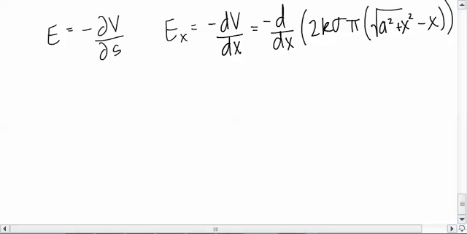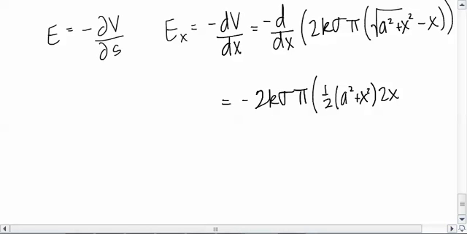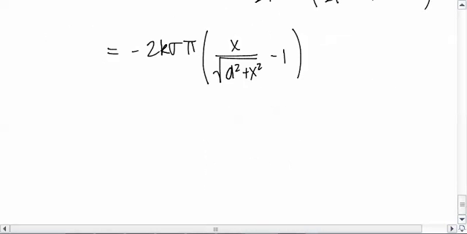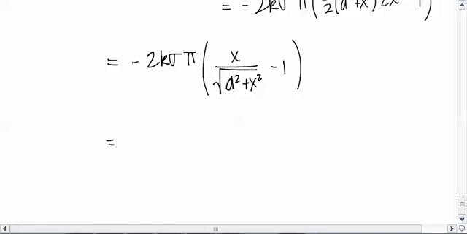Don't we have to use some sort of, oh, these are easy. Negative 2k sigma pi times, what would that be? 1/2 times a squared plus x squared to the negative 1/2 times 2x, and then minus 1. So we'd have negative 2k sigma pi times x over the square root of a squared plus x squared, minus 1. Or 2k sigma pi times 1 minus x over the square root of a squared plus x squared.